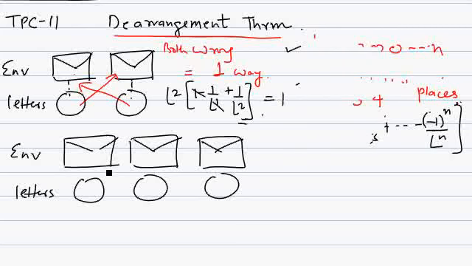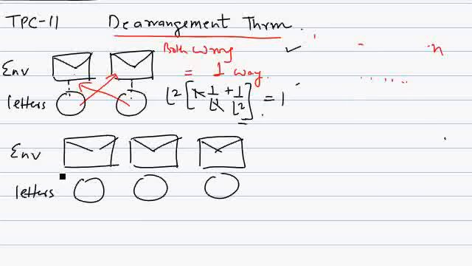Answer is 1. Now let's take an example of 3 objects. There are 3 letters, 3 envelopes, number of ways to place all correct. If you have to place three letters in three envelopes, in how many ways can we place them so that all three letters go to their corresponding envelopes? All should be correct. The answer is 1.